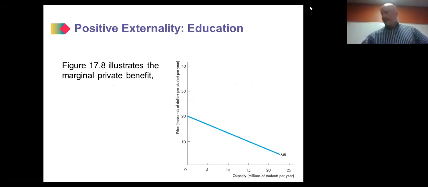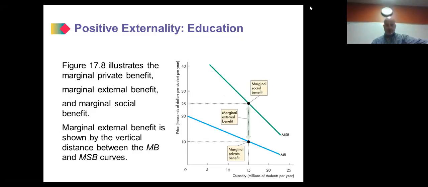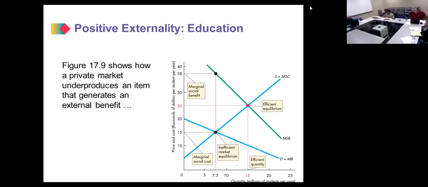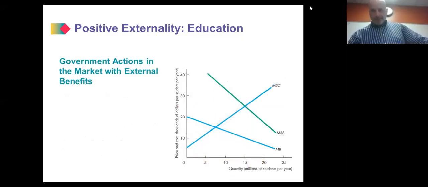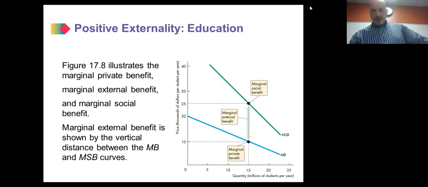And let's look at figure 17.8. It illustrates the marginal private benefit and marginal social benefit. The marginal external benefit is shown by the vertical distance between the marginal benefit and the marginal social benefit curves. Well, let's go back to this graph.